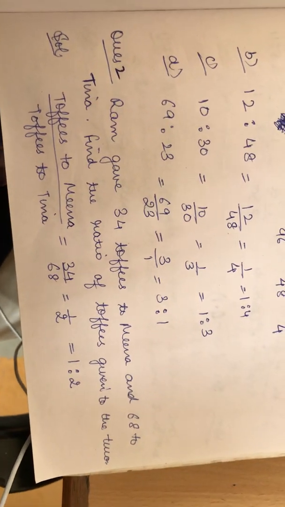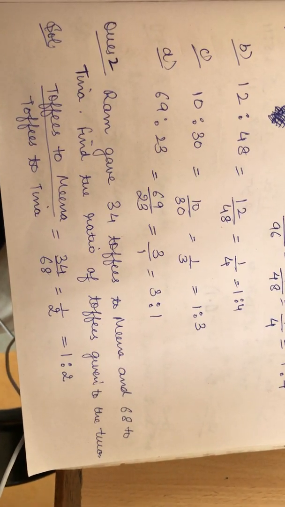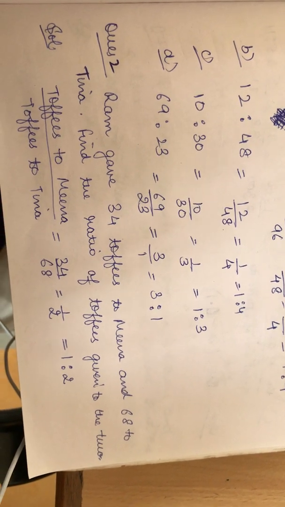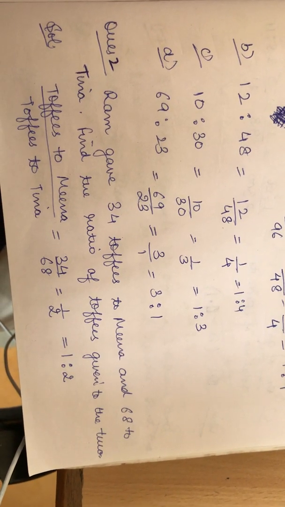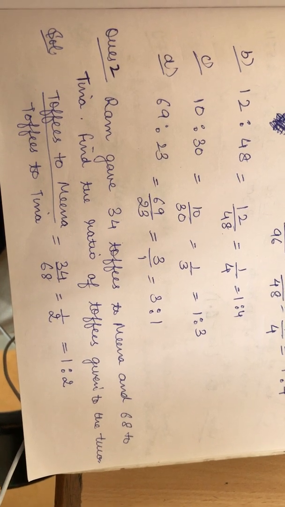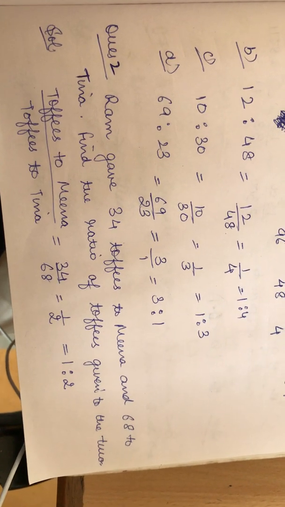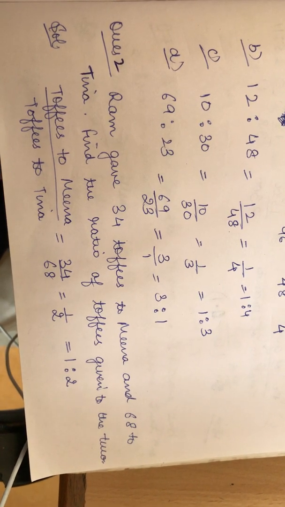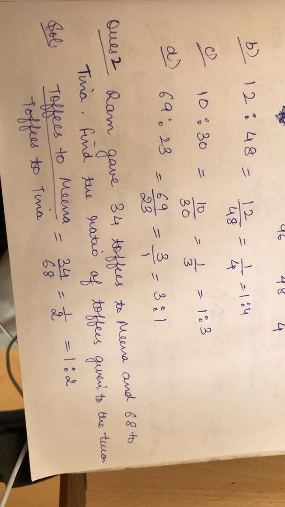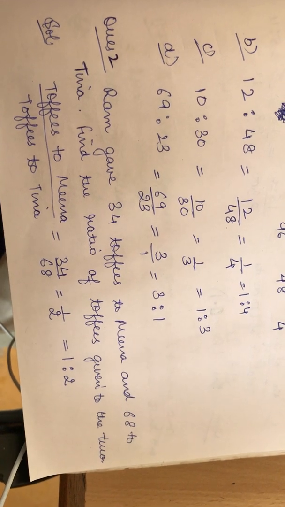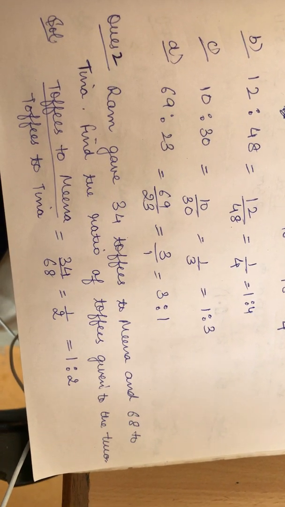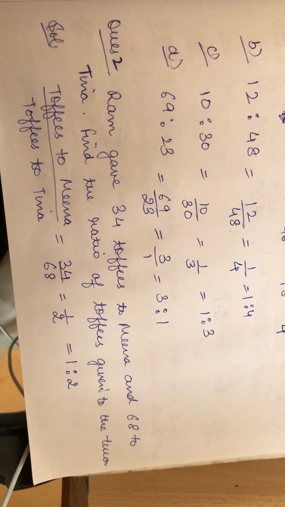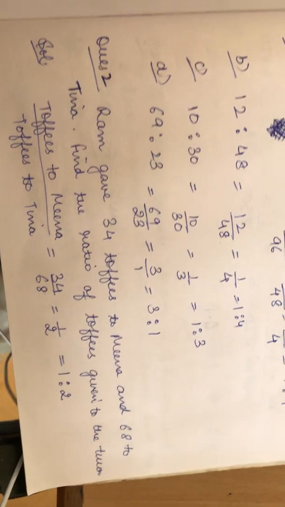Question number 2. Ram gave 34 toffees to Meena and 68 to Tina. Find the ratio of toffees given to the two. So we have to find the ratio of toffees to Meena to toffees to Tina. Toffees given to Meena is 34 and to Tina it is 68. So the ratio is 34 ratio 68. Let us reduce it to the simplest form. Cancelling it on the table of 34, or you can start with 2. The simplest form we are getting is 1 by 2, or it is 1 ratio 2.